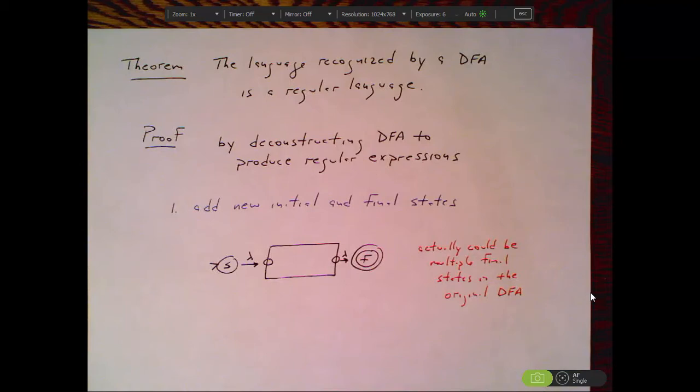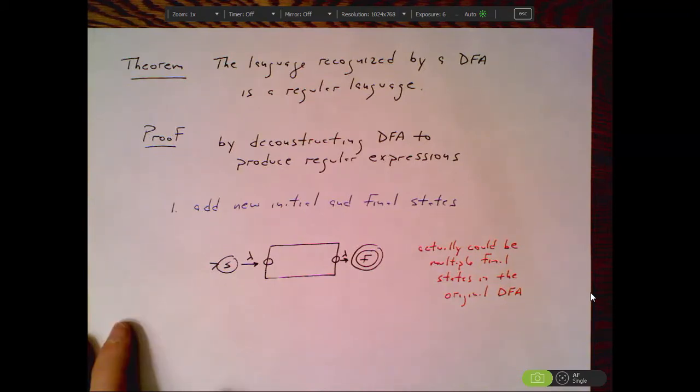So the theorem we want to look at today is that the language recognized by a DFA is a regular language. Okay, so any language recognized by a DFA is a regular language. The proof is by deconstructing the DFA to produce regular expressions. So again, you give me the DFA and I'll take the DFA apart and produce the regular expression.